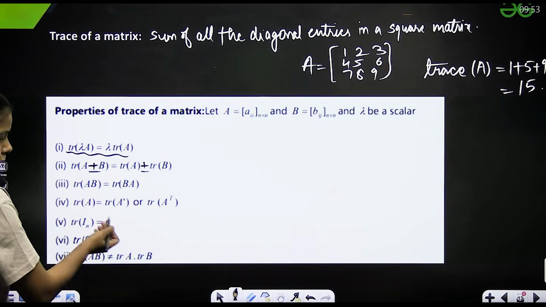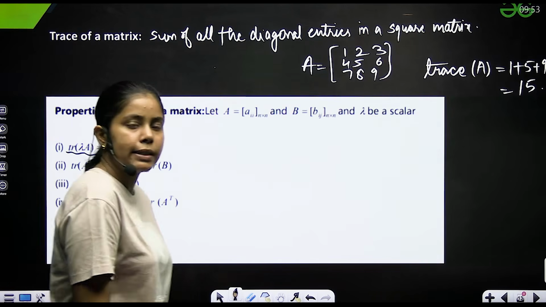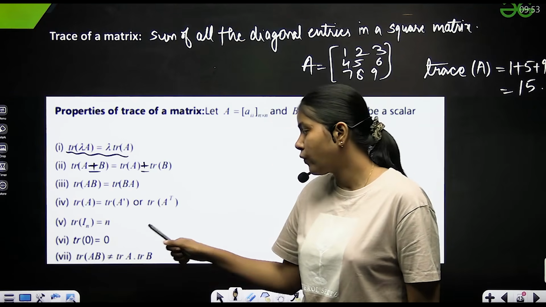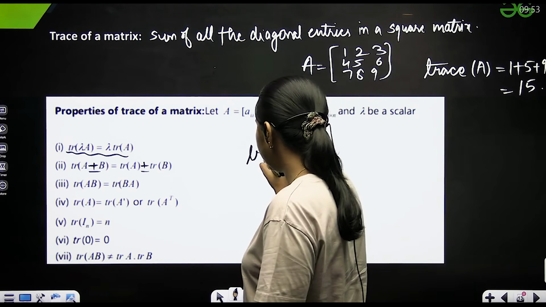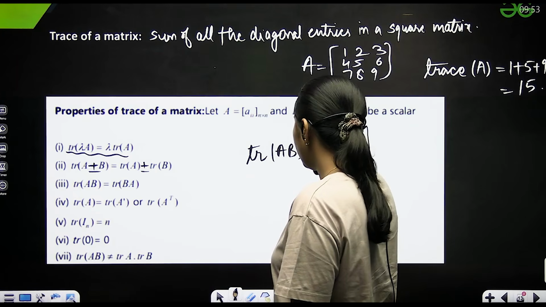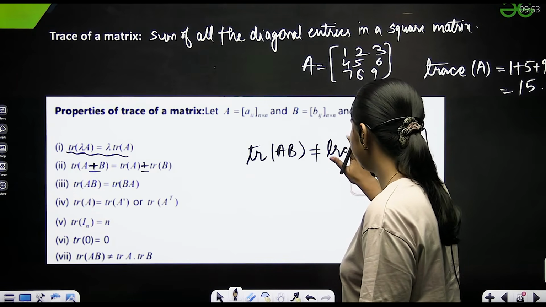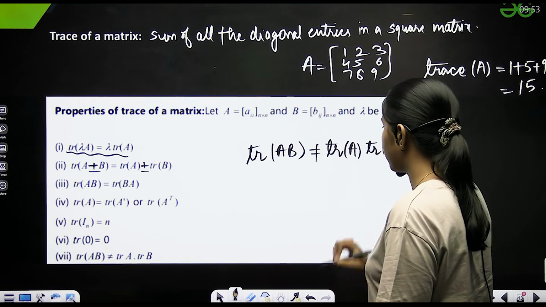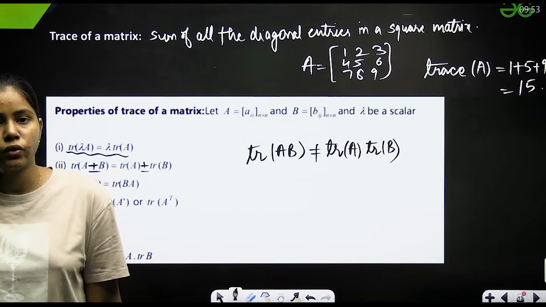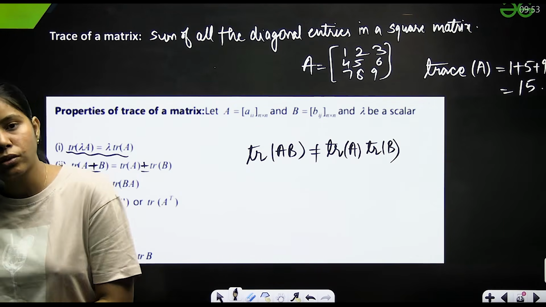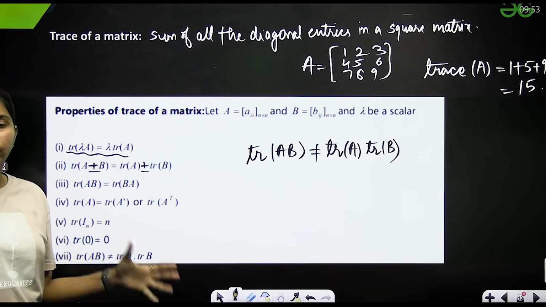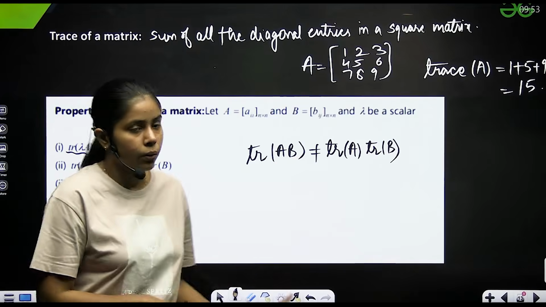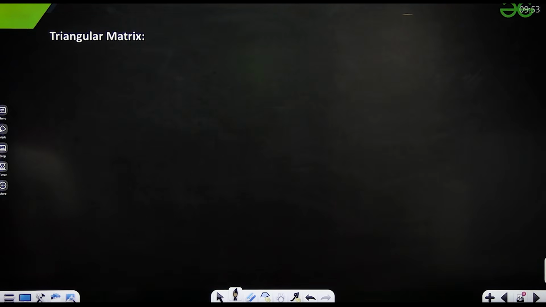Now the trace of the identity matrix is n, because all the diagonal entries are 1, so that's why it would be n. The trace of a null matrix would be 0. Now one thing you should remember: you cannot write the trace of AB as the trace of A into the trace of B. That would be incorrect. The trace of A plus B you can write individually as the trace of A plus the trace of B, but not for AB.